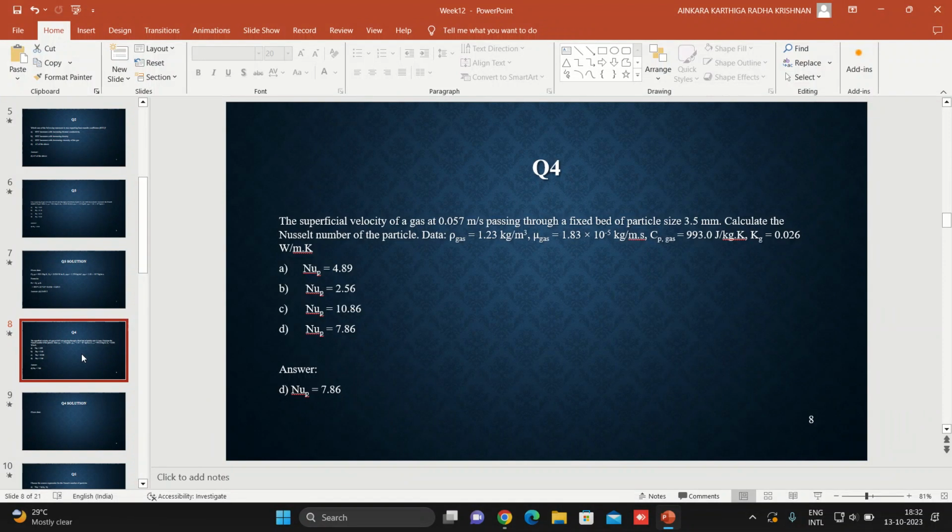Again, this question is also a very straightforward question. It is similar to the Sherwood number problem that we solved last week. So similar to it, just understand it and we will discuss the answer.